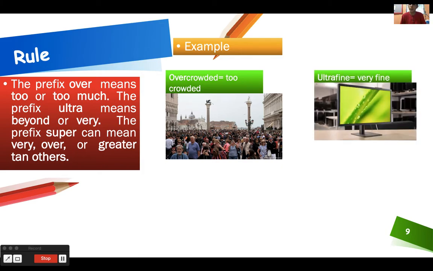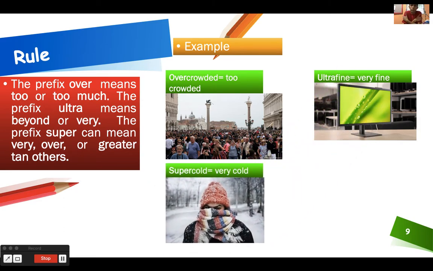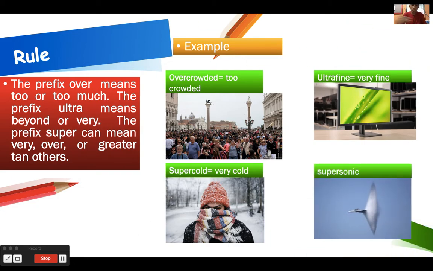Ultra fine, very fine. In this case, fine is used as an object that is thin. Super cool. What is cool? You see, super means very. Super cool is that it is so cool in a place, as in the picture over here. And we have supersonic, that means something that is so fast. Okay, supersonic, faster.